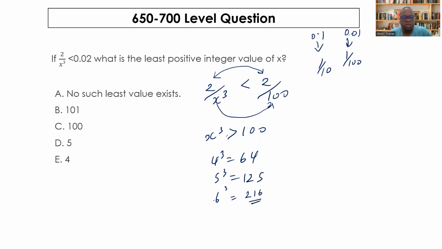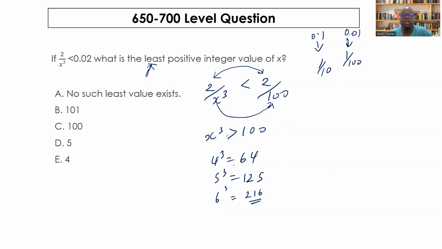But you don't need to get to 6 cubed. You're looking at a value whose cube is greater than 100, and you find the least. You don't need the maximum possible value, which could be infinite; it can go on and on. The larger this value becomes, the smaller the fraction will be. So you don't need to go all the way, you just need that single positive integer value that will make this less than 0.02.